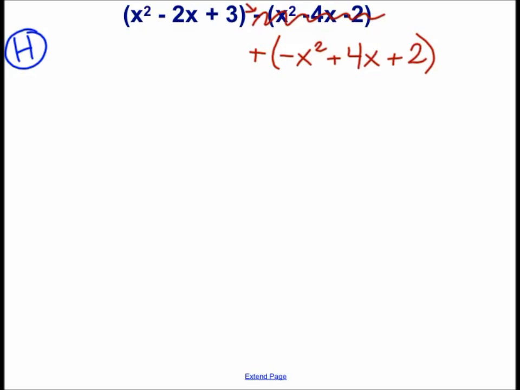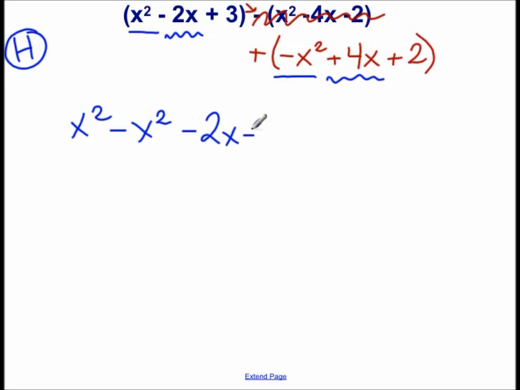Okay, so I'm going to combine like terms just like I did in the last example. Or not combine, first I'm just going to move the like terms to the correct spot. So I'm going to take that x squared, and that minus x squared, put them together. I'll take this minus 2x here and the plus 4x. And then I have this 3 and the 2. Okay, and now it's just about combining like terms.